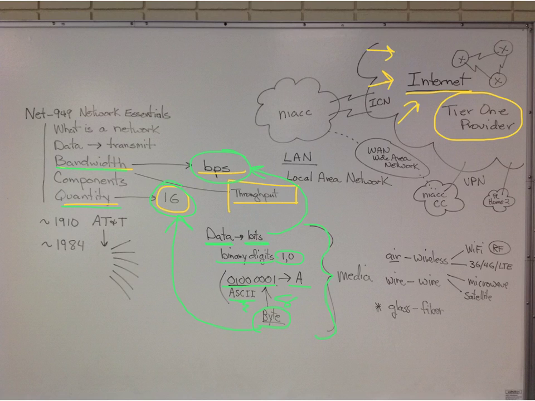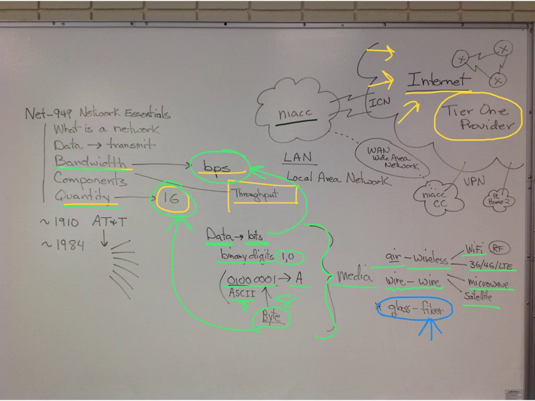Bits move through media. We can send them through the air, wireless: Wi-Fi, 3G, 4G, microwave, satellite, or we can send them through wire, or send them through glass, or fiber optics. And we looked at some fiber cable today in class. So we use the media to connect network equipment. In the previous session, we had all those different network devices hooked together.